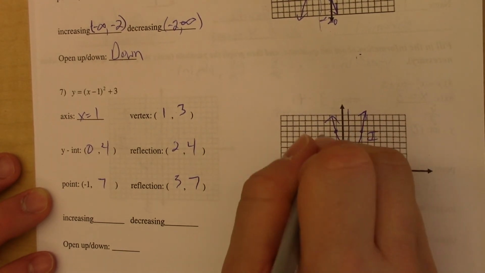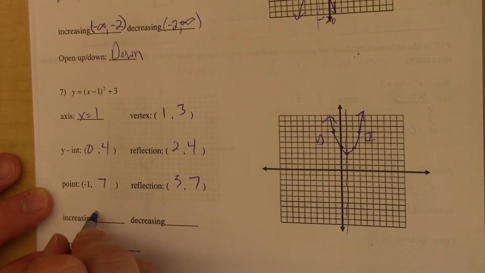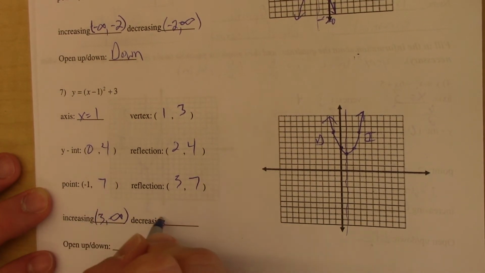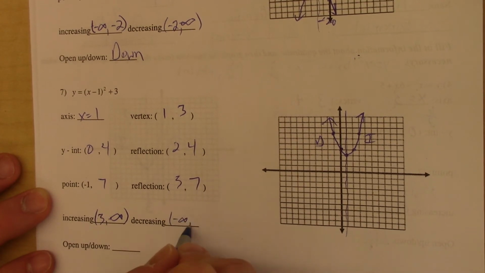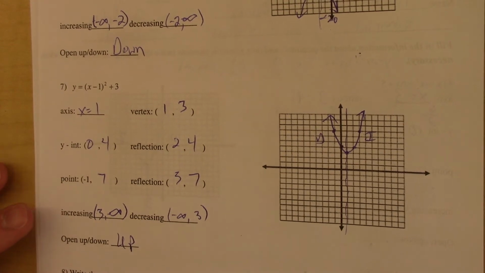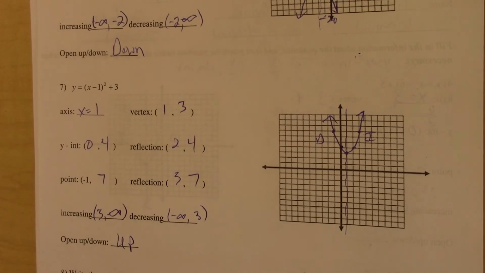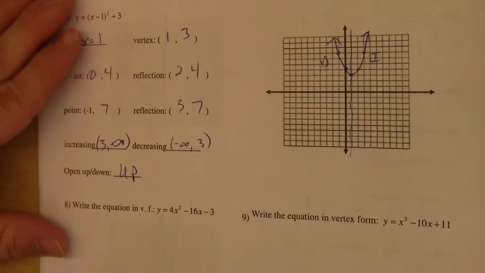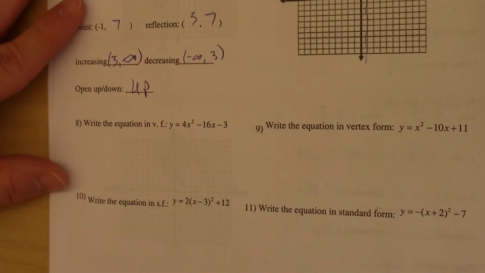This is increasing, this is decreasing. So I've got increasing from 3 to infinity and decreasing from -infinity to 3. Opening up. All right, there's the 4 graphs. You're going to get one of each of those on your quiz, I promise you that. And again, it'll look just like that. Okay? We're at about 9.5 minutes. Let's fire away at these.